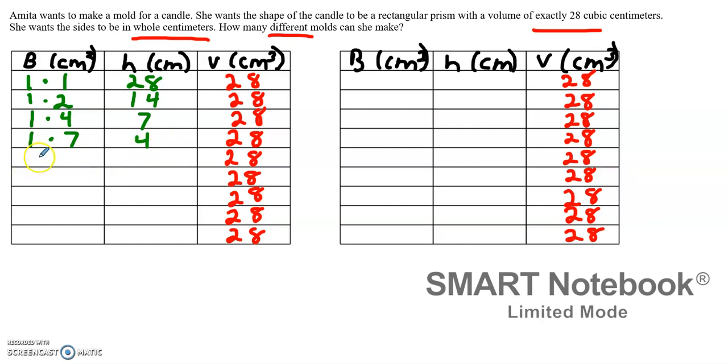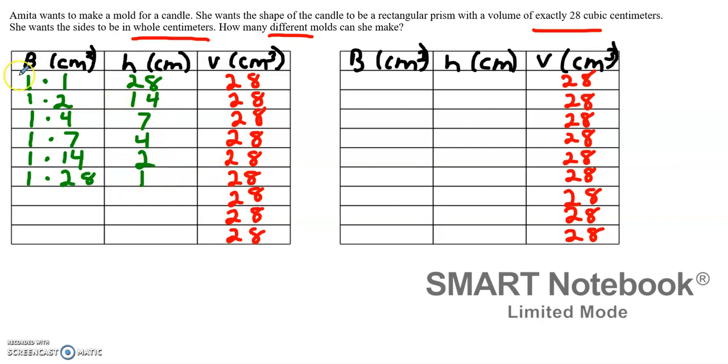So I'm going to skip that. The next one would be 14. So I have 1 times 14. 1 times 14 is 14, and I know 14 times 2 gives me 28. I also look at 15, 16, 17, 18, 19, 20, all the way through 27, and none of them multiplied by a whole number is going to give me 28. So I know my only other option would be 1 times 28, and 1 times 28 times 1 gives me the 28.